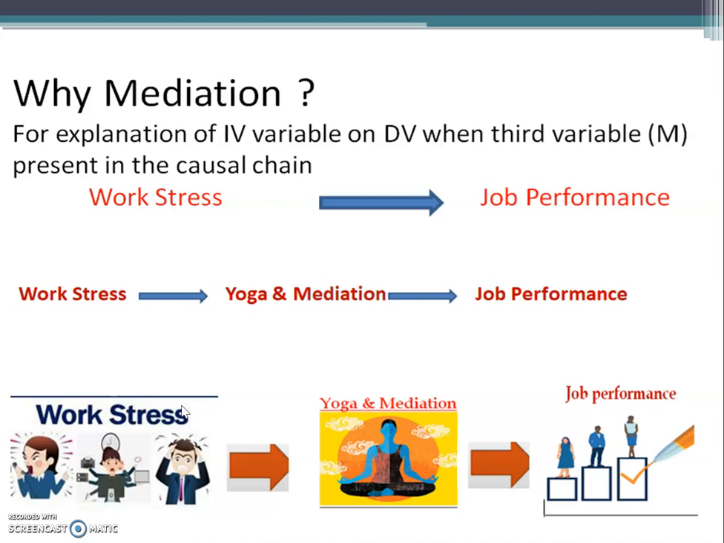Partial mediation means there is not only a significant relationship between the mediator and the dependent variable, but also some kind of direct relationship exists between the independent variable and dependent variable. So this is called partial mediation. Then what is full mediation? In case of full mediation, we find the independent variable has zero effect on the dependent variable. Example, in this case, work stress may have zero effect on job performance when yoga and meditation is present. So this is called full mediation. It means that the entire relationship between independent and dependent variable is through the mediating variable in case of full mediation.